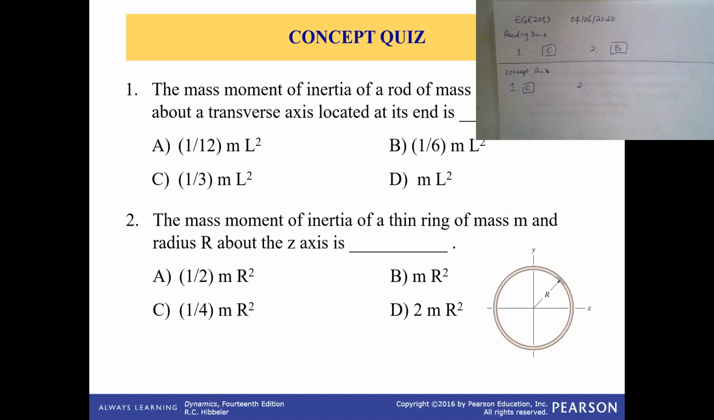For the first one here, you're looking for the moment of inertia for a rod of mass M and length L rotating about a transverse axis located at its end. So you'll have a rod like this, and this is the axis of rotation here. You'll take a small differential element of mass somewhere there. You'll take this as the O axis, so the distance goes in that direction.